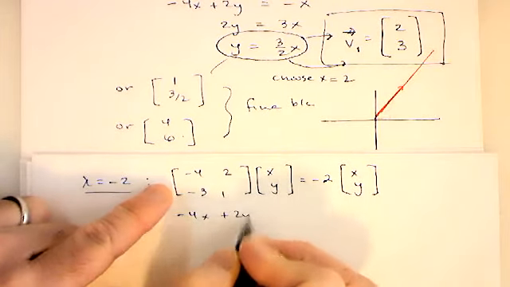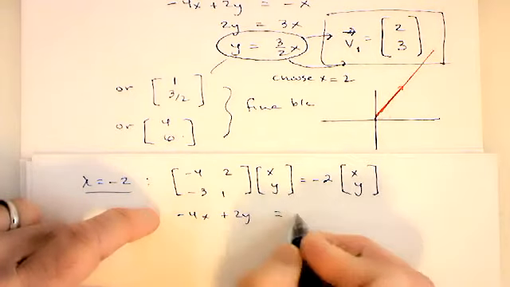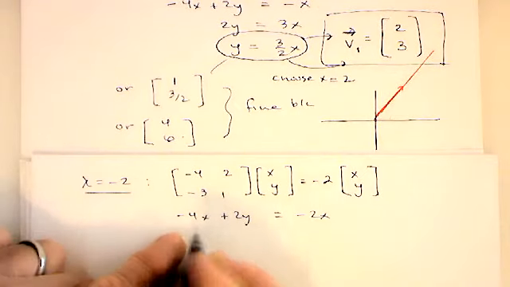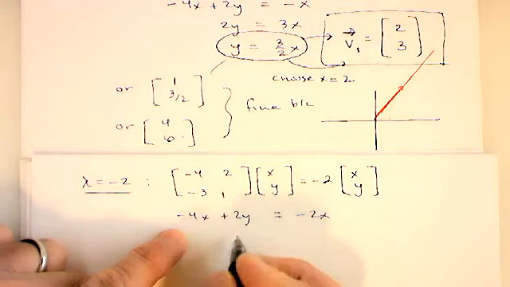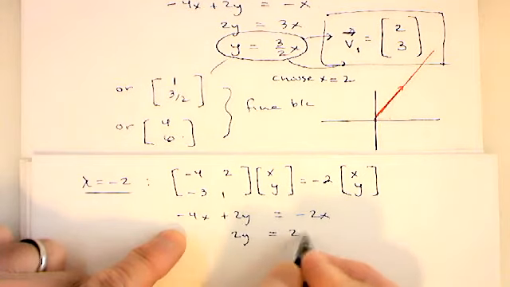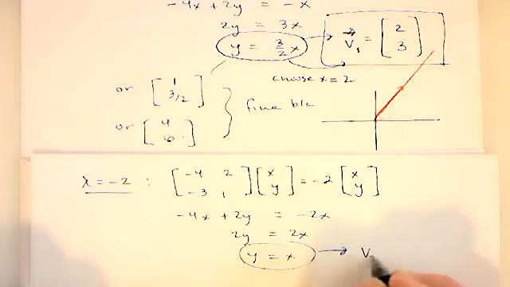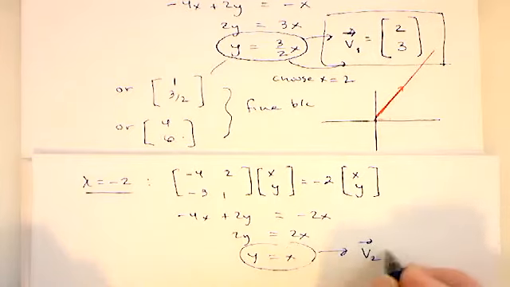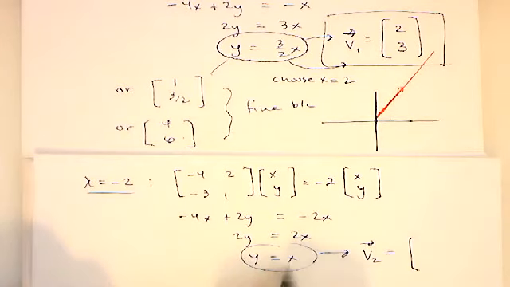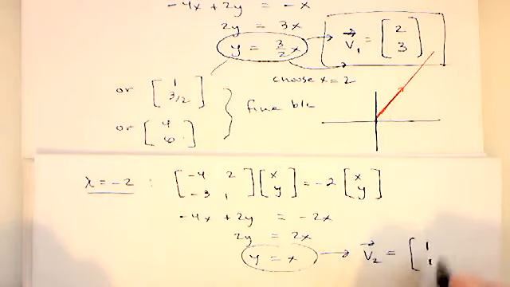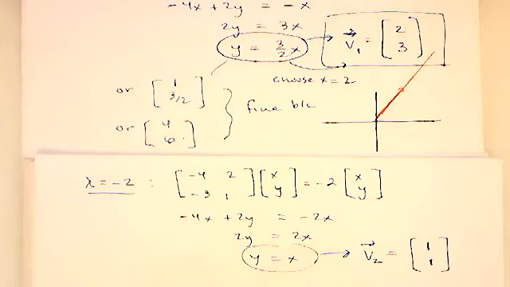-4x plus 2y equals -2x. If I add 4x over here, divide by 2, I end up getting a nice relationship, y equals x. And the simplest vector where y and x are both the same, I think, would just be to choose them both to be 1 and 1.